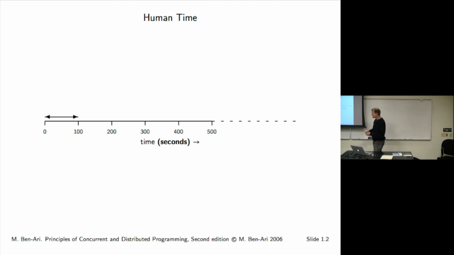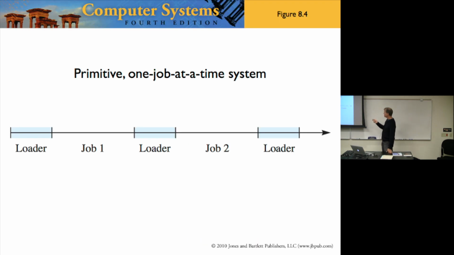Okay? So this next figure is from the book that I wrote that we're going to use next semester, Computer Systems. This is from chapter 8. It illustrates a primitive one-job-at-a-time system, the scenario that I just described. Do one job at a time.